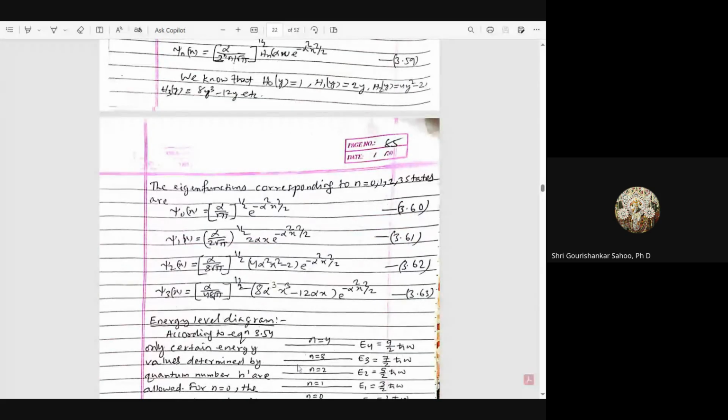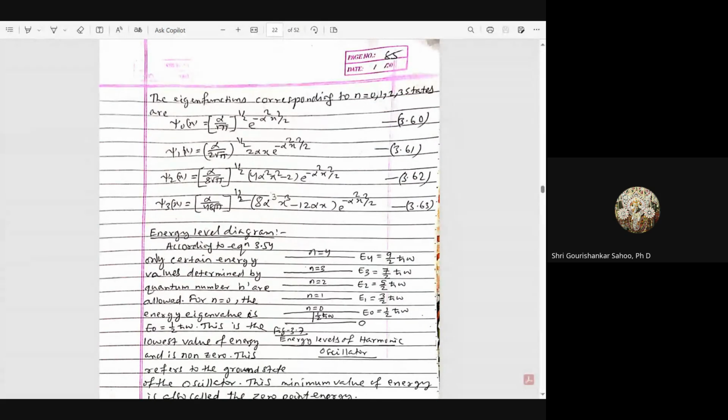And the eigenfunctions corresponding to n is equal to 0, 1, 2, 3, so on and so forth, are psi 0 is equal to (alpha by root pi) to the power half e to the power minus alpha square x square by 2, and psi 3 is equal to (alpha by 48 root pi) to the power half (8 alpha cube x cube minus 12 alpha x) e to the power minus alpha square x square by 2. These are from Hermite polynomial.